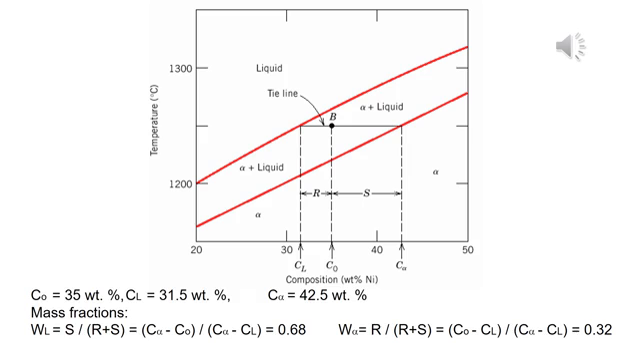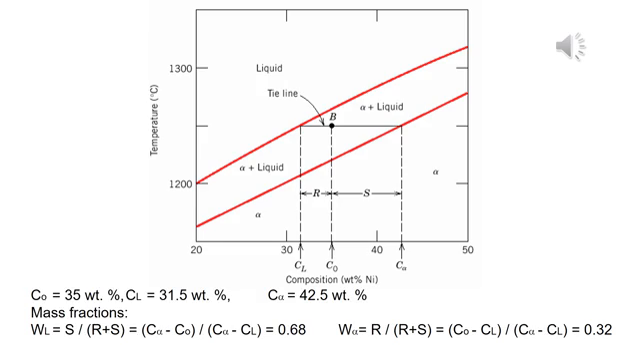An example of how to calculate mass fraction is given here below. To calculate the mass fraction of the liquid part, WL will be equal to the length of S divided by the whole length of our tie line, which will be S divided by R plus S. Representing this in terms of concentrations, S is represented by C alpha minus C naught, and the whole length is represented by C alpha minus CL. Then we get the fraction that is liquid.